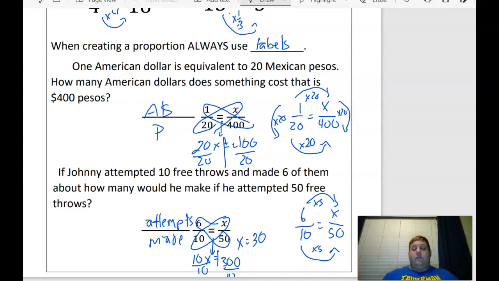Again, the cross multiply butterfly works every single time. The other ways are shortcuts for when you can see them quickly. Just don't spend too much time on them.